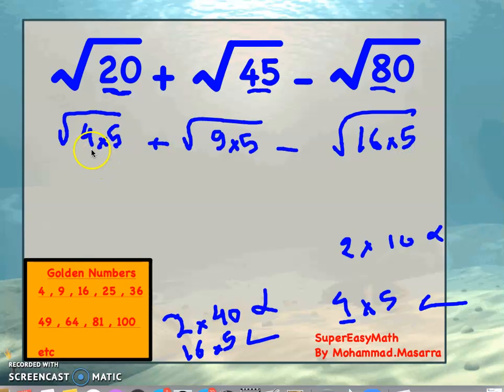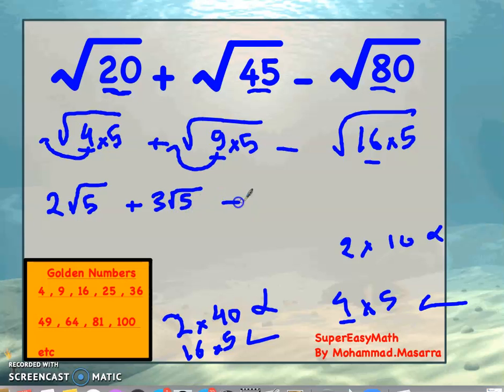The second step is to get these golden numbers outside the radical. So we know that square root of 4 is equal to 2, so 4 will become 2 outside the square root, and here we have only 5. The same here, so if you want to bring this 9 outside the radical, it will become 3 because square root of 9 is equal to 3, and we have here 5. Minus 16, it will become 4 because square root of 16 is equal to 4.